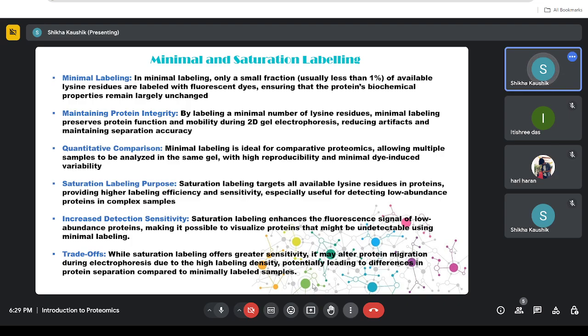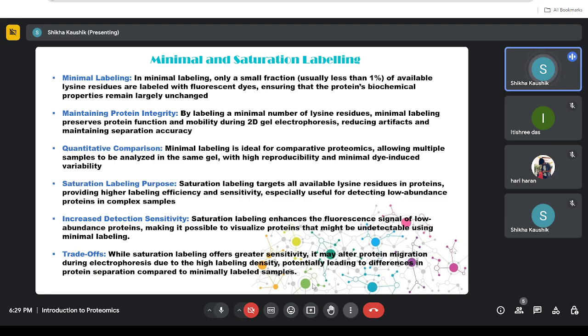Imagine you are labeling your sample with a very small amount of dye. It will bind to lysine residues, but there will be some residues which are not bound to the dye. So minimal labeling is usually less than 1%. Because it's a specific labeling, you get a better picture. It will definitely bind to lysine residues, and the probability that it will leave any protein in that sample is very low. Imagine you are labeling in a very low concentration.